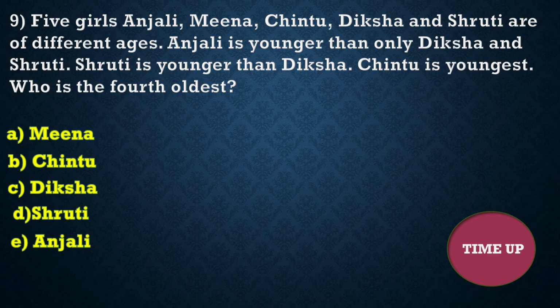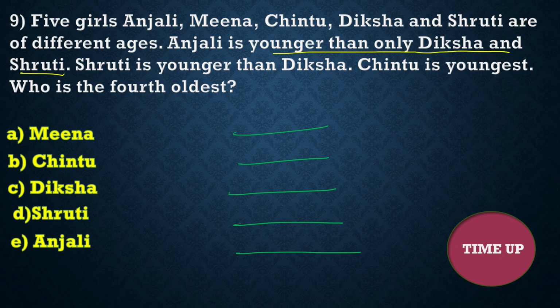Five girls are there, right? One, two, three, four, five. Five girls are there. Anjali is younger than only Diksha and Shruti. She is younger than only two persons, that is Diksha and Shruti. So this will be the oldest one. This will be the youngest one. Correct?